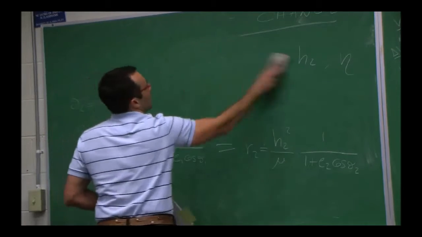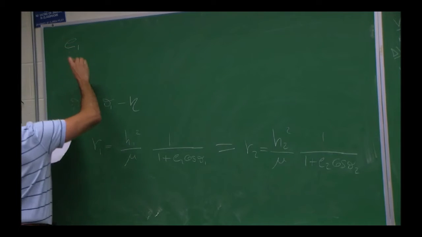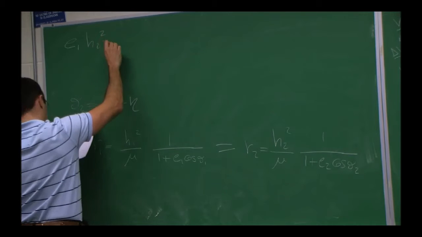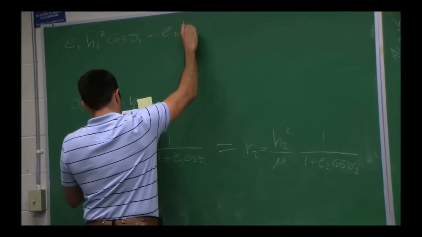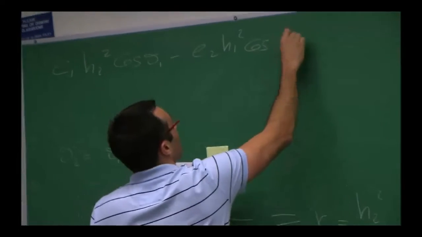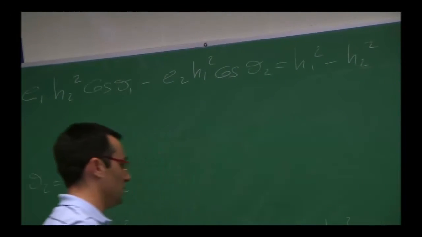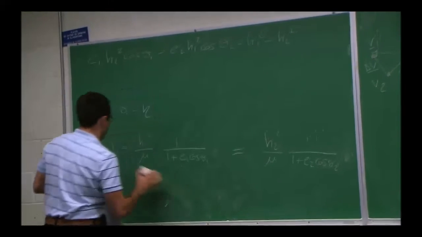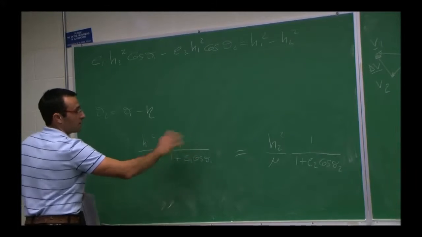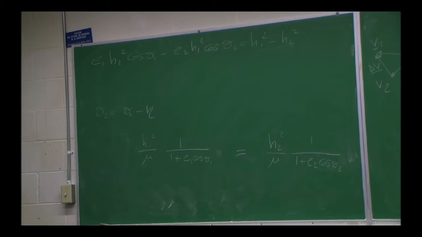So if you impose that those two expressions are the same, common denominator, etc., you do get something like this. e1 h2 squared cosine of theta 1 minus e2 h1 squared cosine of theta 2 is equal to h1 squared minus h2 squared. So basically, if I say that this expression is equal to this expression, if you don't mind, I'm going to erase what's in between here. Don't need this. Removing the denominator gives me this expression up here. Make sense? Nothing special.